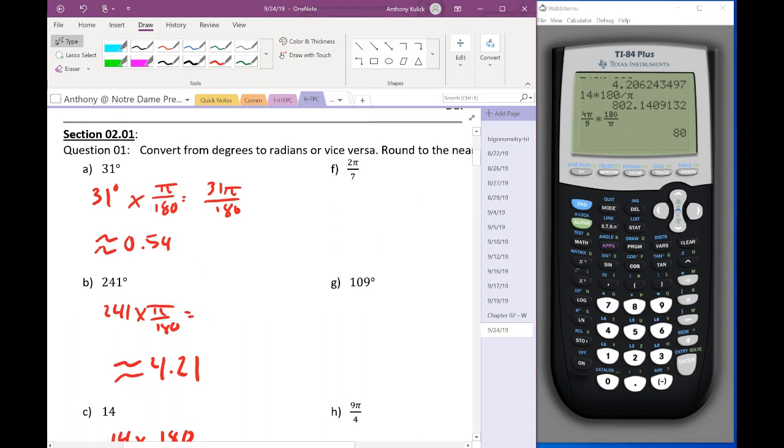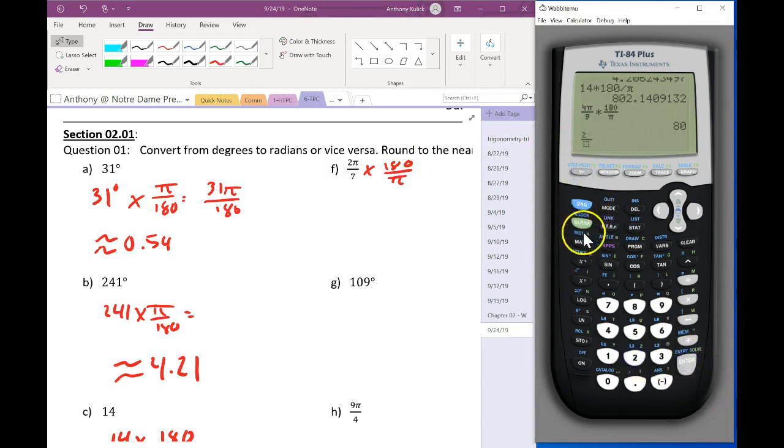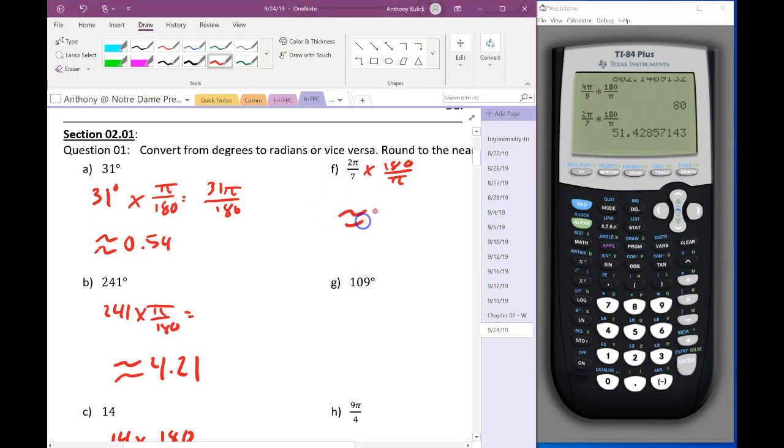Okay, 2 pi over 7. Again, I noticed no degree symbol, so I know I'm talking about radians. So I'll multiply by 180 over pi, and I'm going to do the same thing I just did before. So alpha y equals, and then first option, 2 pi over 7, times alpha y equals, 180 over pi. That's going to be about 51.4 degrees.